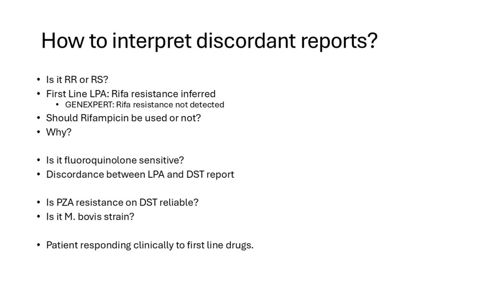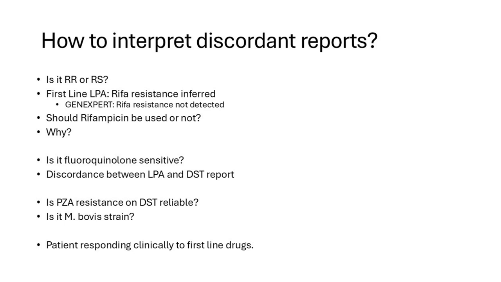Now, the next question was, is it fluoroquinolone sensitive or not? Although we are giving first line, here we have a second line LPA, which is showing that fluoroquinolone was resistant. But we have a phenotypic DST report which shows it is susceptible. So we would again go with the phenotypic DST report, which is the gold standard. But mind you, the PZA resistance on phenotypic DST is not very reliable. Okay, and it is not reproducible. That is important. And not all PZA resistance is M. bovis strain.